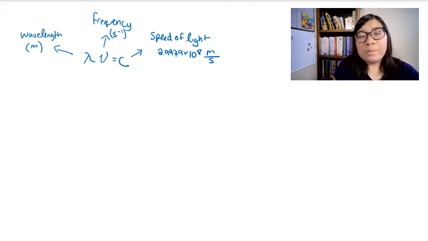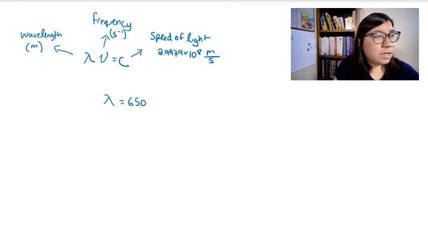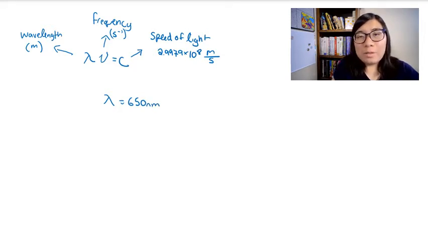Now let's try an example. Let's say that we have a lambda, so a wavelength of 650 nanometers, and you want to see what the frequency of this wavelength is. So the first thing that you have to do is you have to convert nanometers into meters. Let's go ahead and do that.